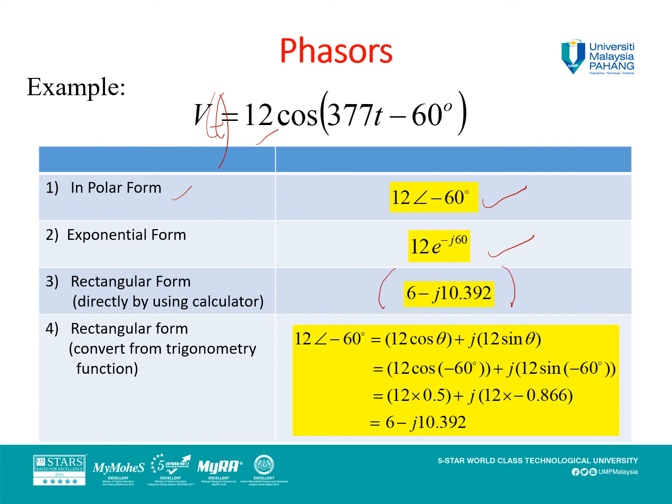Then another option to get the rectangular form is from the trigonometric function. You convert first from the polar 12 angle minus 60 degrees into the trigonometric equation, 12 cos theta plus j times 12 sin theta. This will be covered in the next chapter, I think chapter 2 or 3. So you should know how they look like in trigonometric function, cos and sine. So this is just an example.